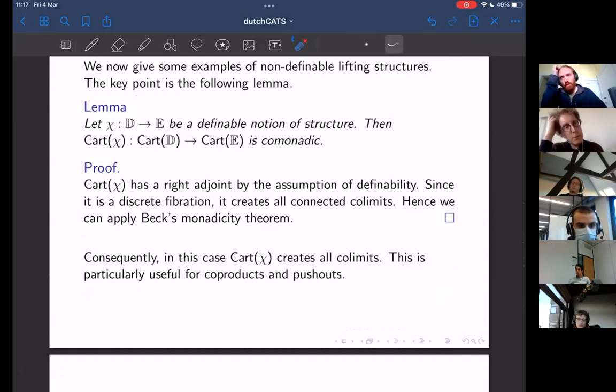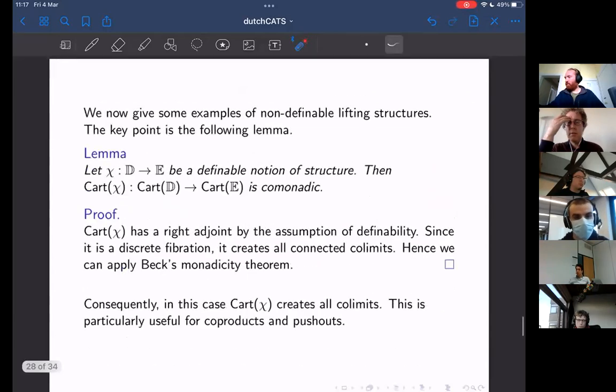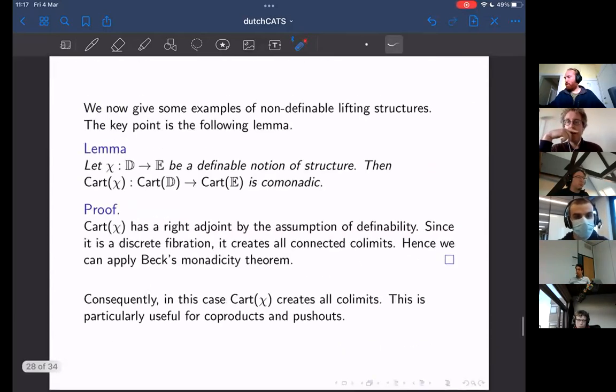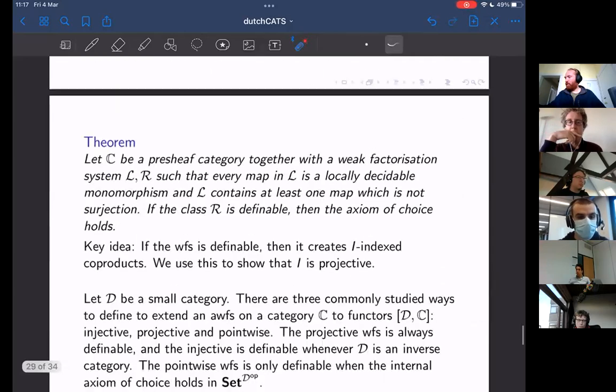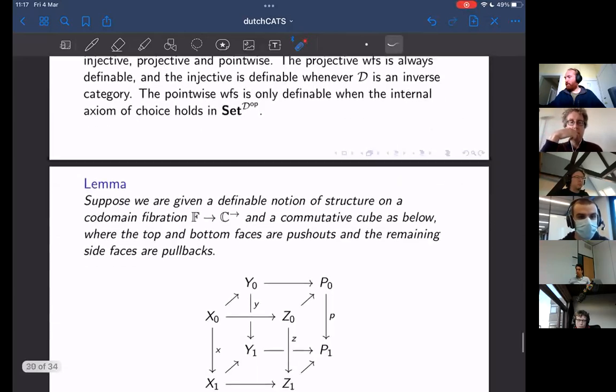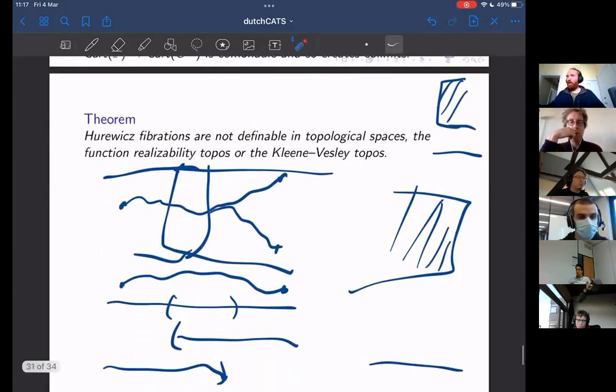So what does that mean for people who want to construct models of type theory? There are also particular implications for certain notions of cubical sets. Yes, so certain variants of cubical sets as well.